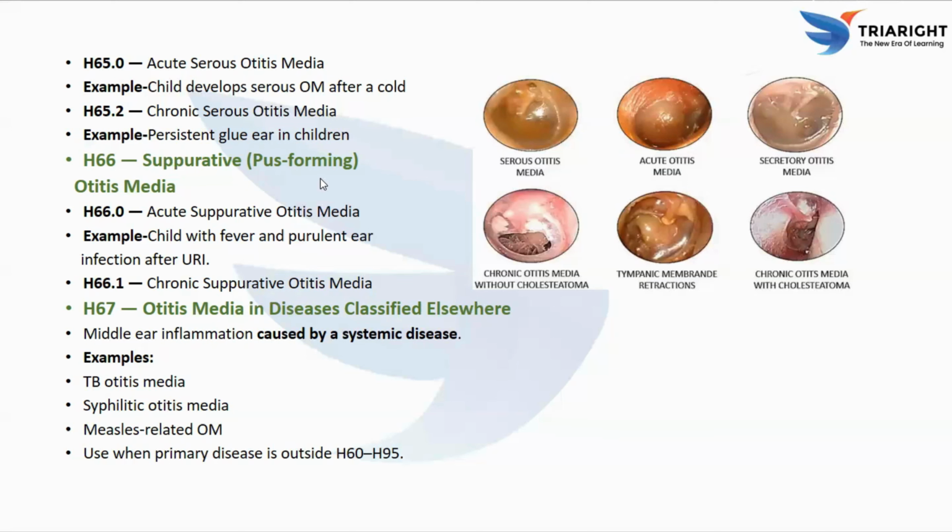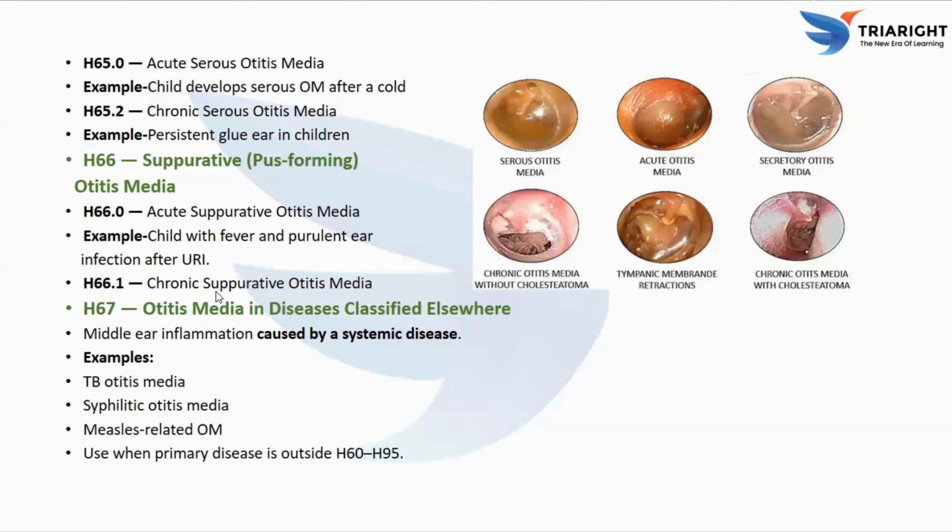What will be the symptoms? You can see ear pain, fever, and purulent discharge if the tympanic membrane ruptures. The example is a child with fever and a pus-filled middle ear after a URI. Whenever acute suppurative otitis media is diagnosed in the patient record, you have to assign code H66.0.